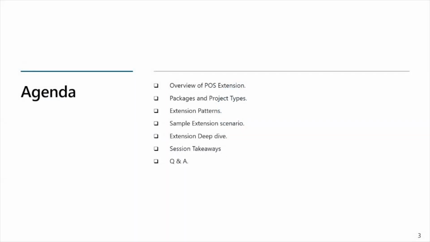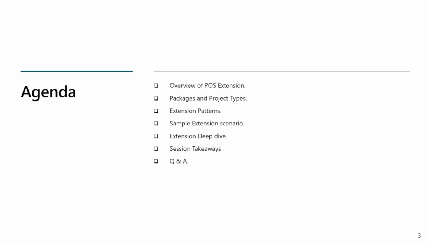So the agenda for today's session: we will first talk about the overview of POS extension, what the different POS types are, and how extensions are packaged and deployed. Next, we'll cover the different packages and project types. Previously, in the old SDK, you would have consumed the POS API.d.ts file and the POS API.sdk file to consume the POS extensions or APIs. Now, all the references required for POS development are moved to NuGet packages. So I will talk about the packages and the different project types you need to create for the point of sale extension.